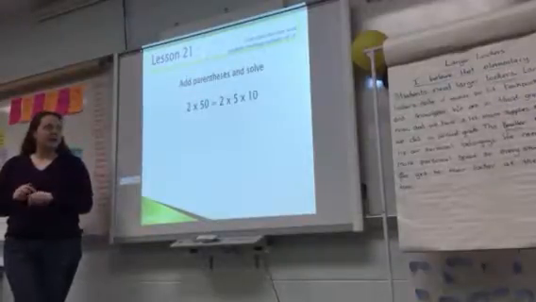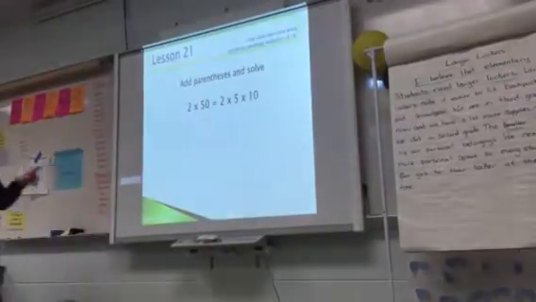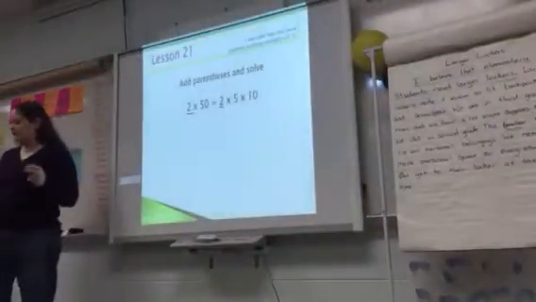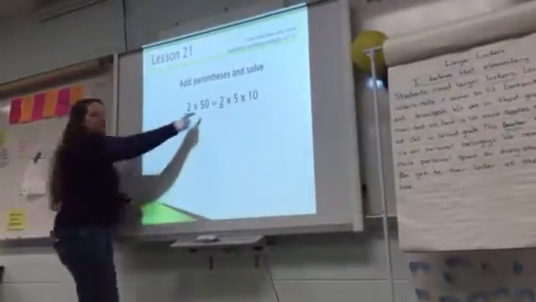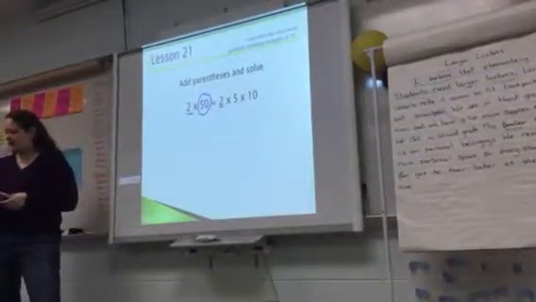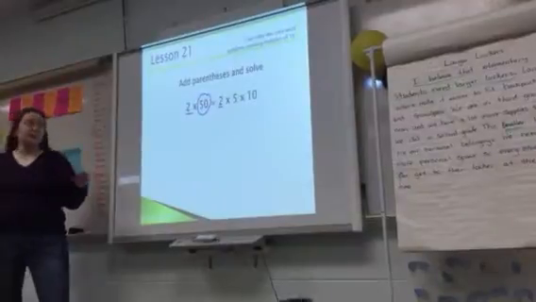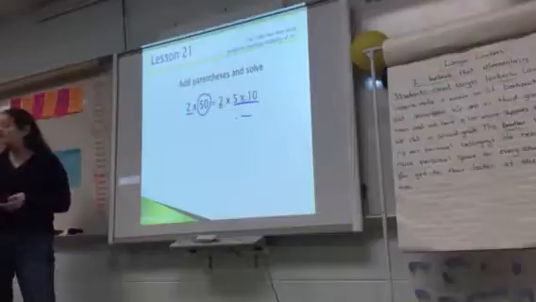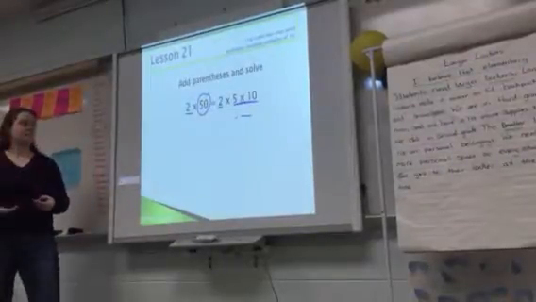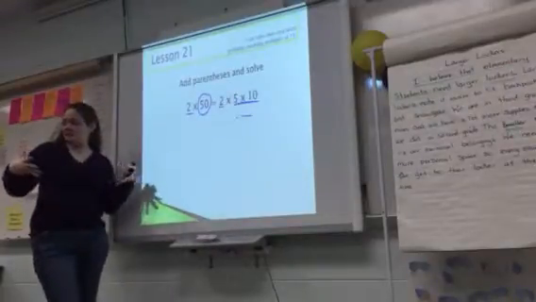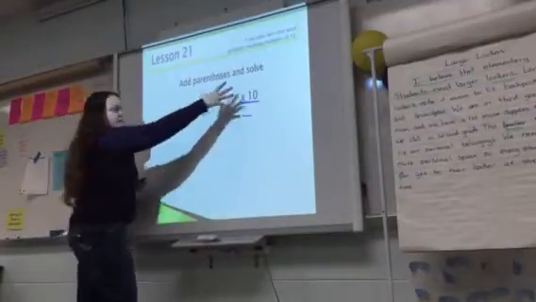Let's try one more. Ashley, do you see that we kept the 2 the same on each side? The 2 is still there, right? 2 times something. We just took 50 and we broke it down into a tens fact. What's a tens fact that equals 50? 10 times 5. So 50 and 10 times 5, or 5 times 10 in this case, is the same thing, yes? Okay. So on each side of the equation, they're the same.